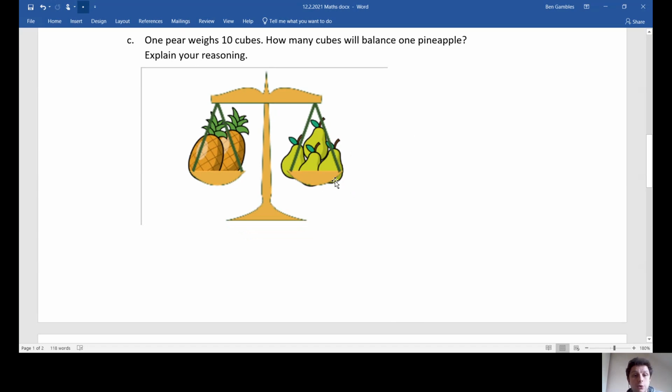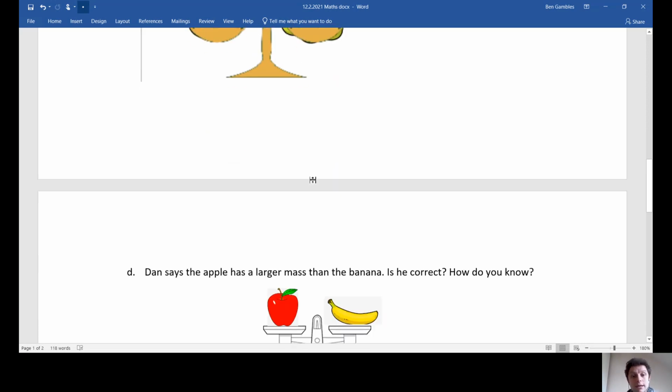One pear weighs 10 cubes. So one of these is 10 cubes. Well, we've got four here, so you'll know how much is there. How many cubes will balance one pineapple? Now, there's two on this side at the moment, so you'll have to halve it. If you want to keep it balanced, it means you'll have to halve this side too.